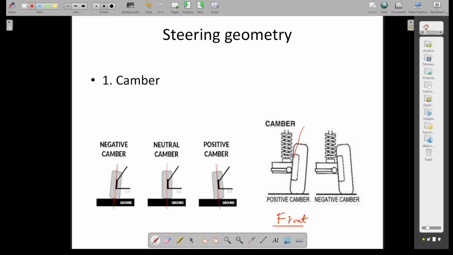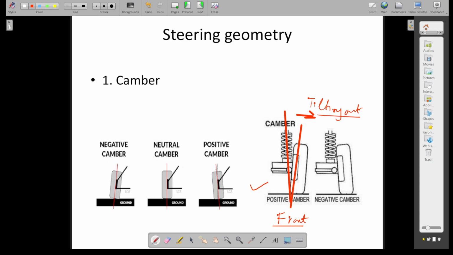You are finding this tilt, which you can see. This tilt is with respect to the vertical. When the top of the wheel tilts out, in this direction, this is tilting out. When it is tilting out, this is said to be positive camber.